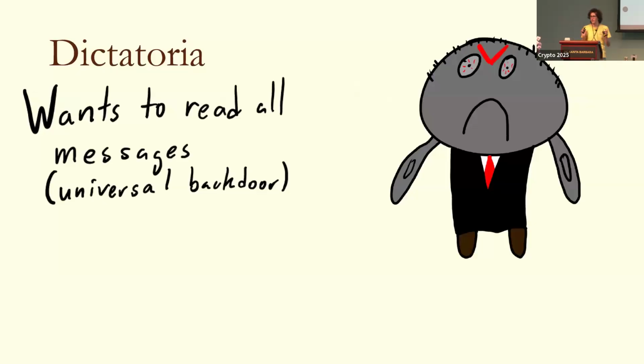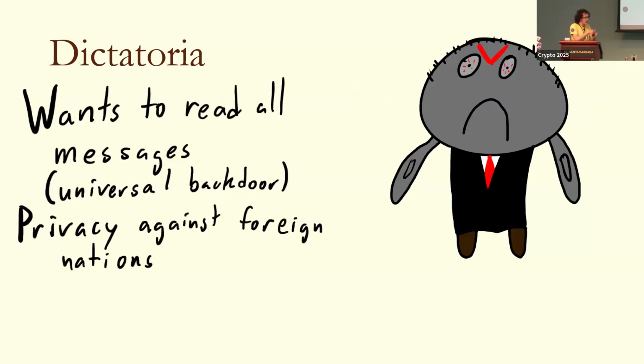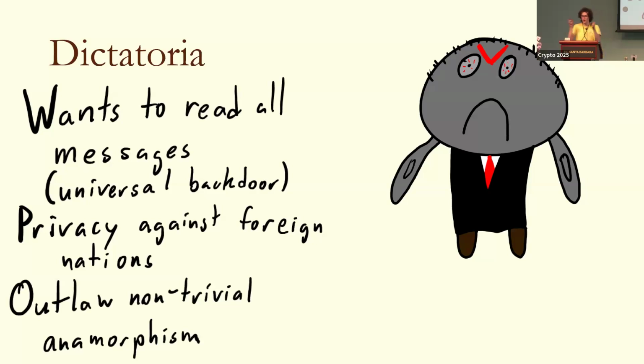So in the first setting, we can imagine we're living in a dictatorship, Dictatoria, run by Mr. Dictator over here. Dictator wants to read all messages, so he wants to insert some universal backdoor into the encryption scheme. But he still wants encryption to be secure against foreign parties, because he doesn't want other countries to read his citizens' encryption. And he also wants to outlaw non-trivial anamorphism, because anamorphism gets around the universal backdoor. Okay, so the dictator wants an anamorphic resistant scheme that is also backdoored, essentially.